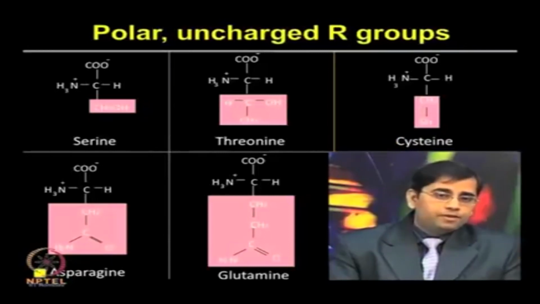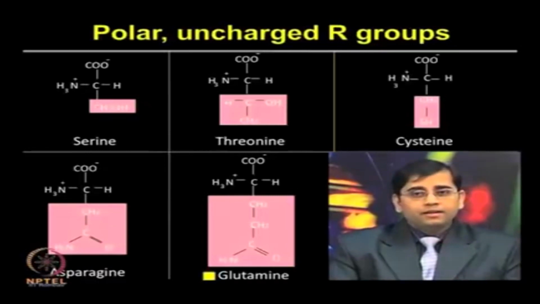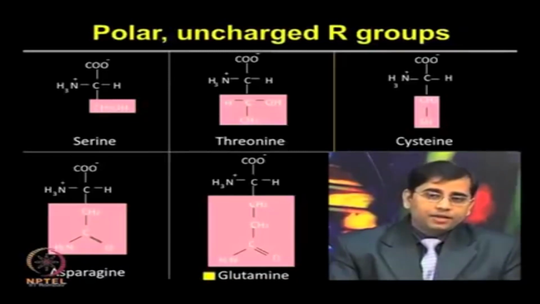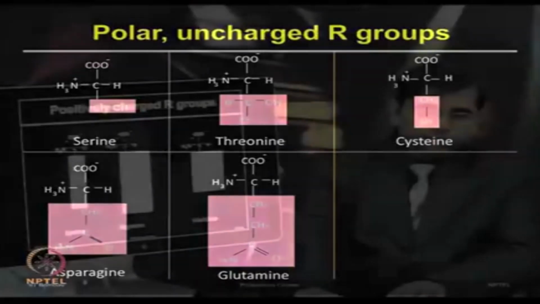Let us talk about asparagine, which is shown in the left side lower panel. It contains a carboxamide side chain as a functional group. Glutamine, the side chain is called the amide of glutamic acid, which is formed by replacing the side chain hydroxyl group of glutamic acid with an amino functional group.